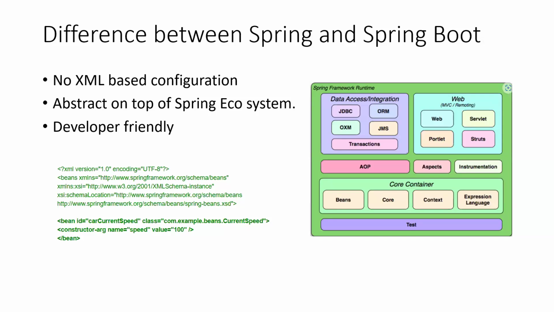One happy scenario is that there is no XML-based configuration. In Spring, in the XML, you go to the bean class, inject the property for the dependent classes, and go for the configuration. But in Spring Boot, everything is easily managed by auto configuration. So it is very developer friendly.